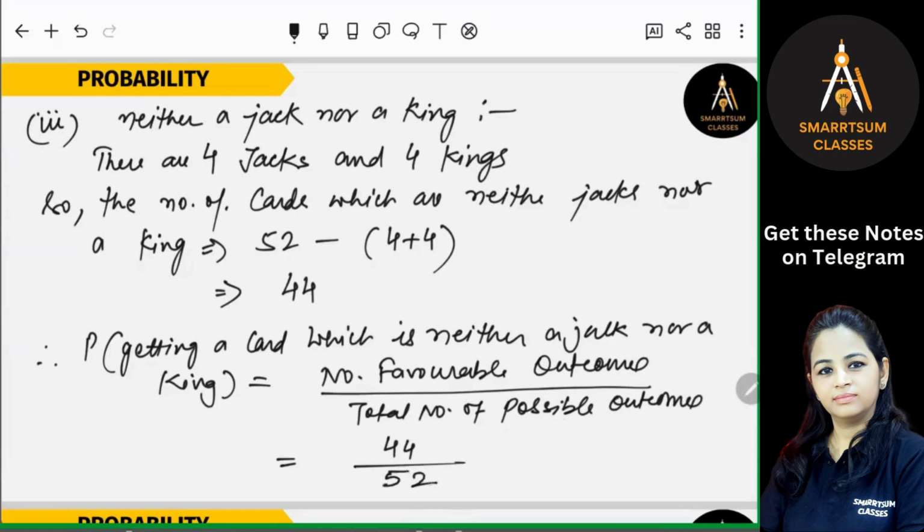So 44 upon 52. Now you can convert this into the simplest fraction form. Now you can divide by 4. So this is 11 and this is 13. So you'll be getting 11 upon 13, right? So what is the probability that the card which you have taken out at random is neither a jack nor a king? The probability of this to happen is 11 by 13. Is this clear? In this way, we can find the probabilities, right? Please note down.